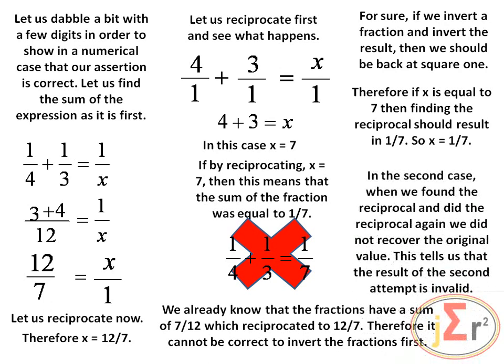In the second case, when we found the reciprocal and did the reciprocal again, we did not recover the original value. So when we did the reciprocal right here and we got 7, we did the reciprocal again, we got 1 over 7. But at the same time, this 1 over 7 is not equal to the sum of the fractions that we have here, so it is not correct. This tells us that the result of the second attempt is invalid.